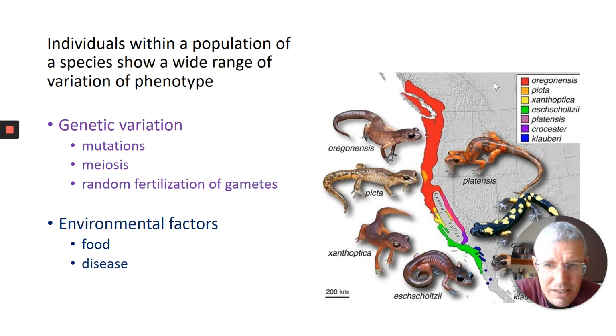Disease, accidents, predation, things like that. So, things happen to change the phenotype of organisms, and that's not genetically related at all. And so here in our little diagram, we can see different phenotypes.